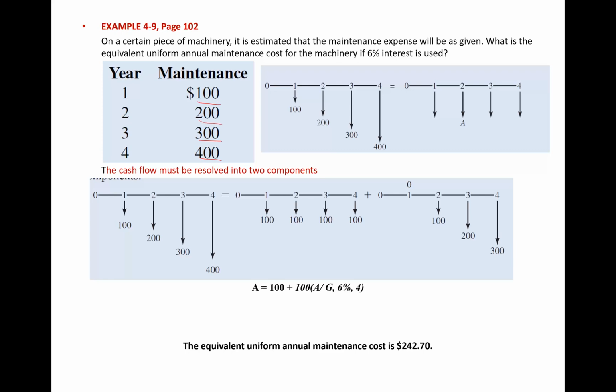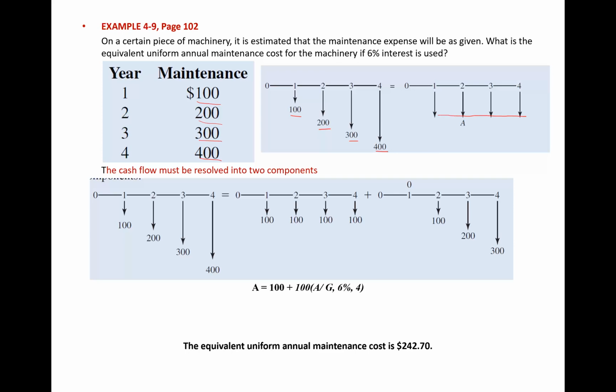So if we draw the cash flow, we have 0. Year 1 is 100, year 2 is 200, year 3 is 300, year 4 is 400. So we would like to transform this cash flow to uniform series A. That means he pays every year the same amount. So for example here we can calculate the uniform series.